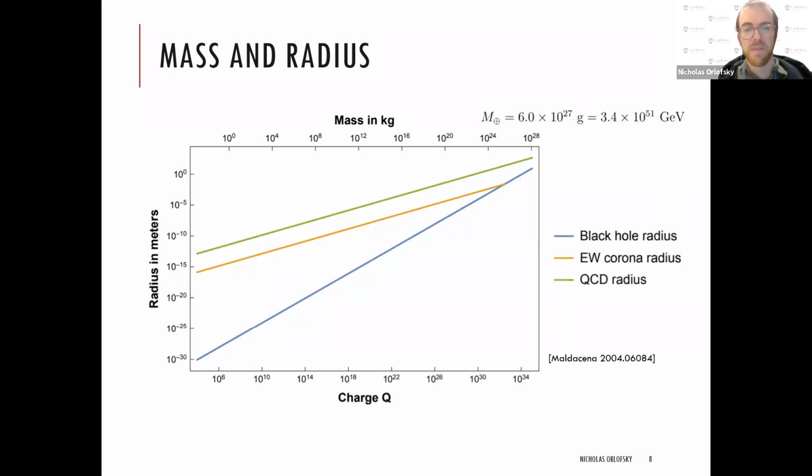But I will point out that it's somewhat related to your question. You of course don't have to take the black hole extremal. You can see that if I pick some charge, say 10 to the 10, but then instead of having the mass be only 10 to the 2 kilograms, if I instead have it be somewhere up here at say 10 to the 20, the electroweak corona still has a much larger radius than the black hole, even for a non-extremal black hole. So you certainly do not have to have an extremal black hole to have a corona radius. But in a couple of slides, I'll explain why I'm mostly talking about extremal black holes.